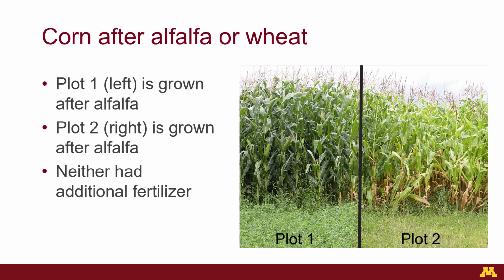The image shows two side-by-side corn plots. The corn in plot 1 is tall and dark green. The corn in plot 2 is shorter and has yellowish leaves.